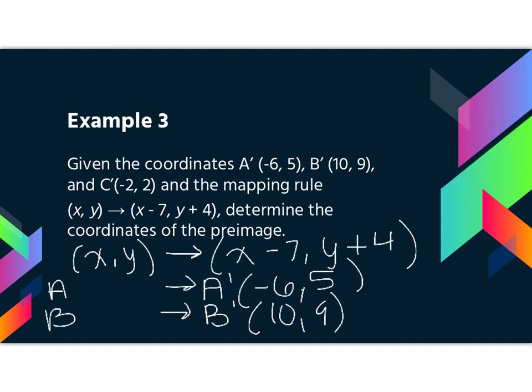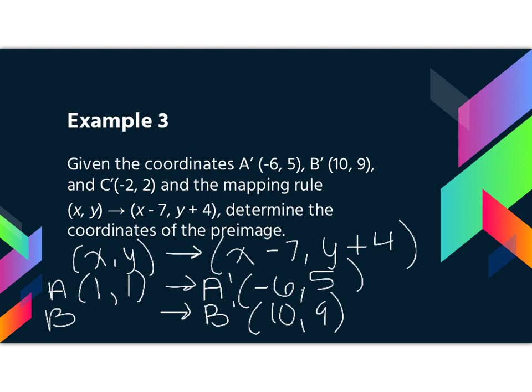So we could think of it as what minus 7 gives us negative 6, and what plus 4 gives us 5. So if we think about that, 1 minus 7 gives us negative 6, so A must have started at x equals 1, and then 1 plus 4 gives us 5. So A must have been at 1, 1. And to just double check ourselves, we can do 1 minus 7 is negative 6, 1 plus 4 is 5, and so we know we did that correctly.